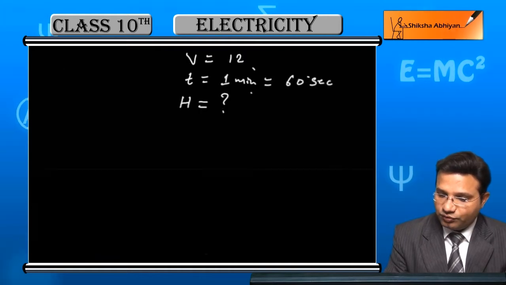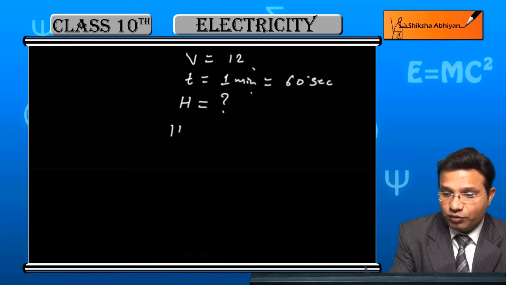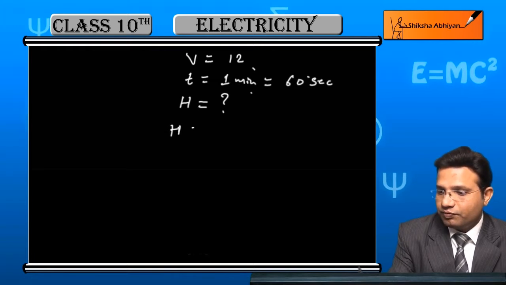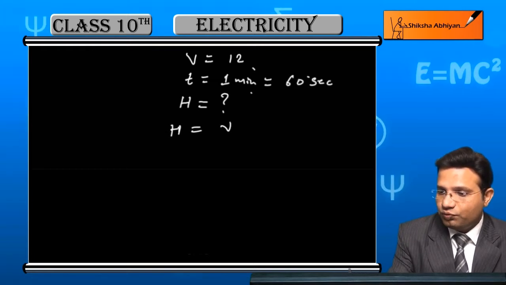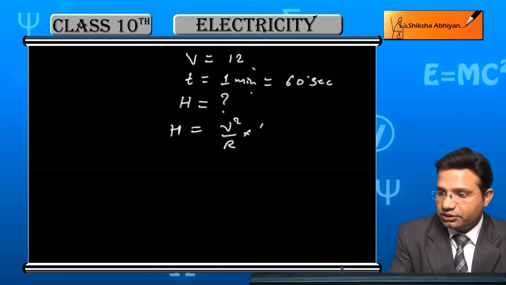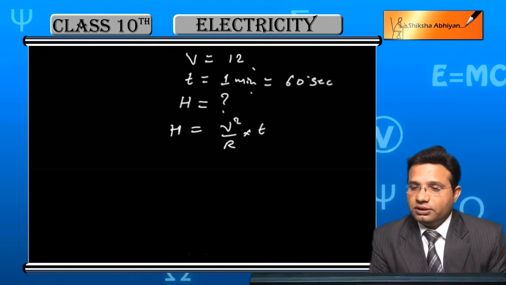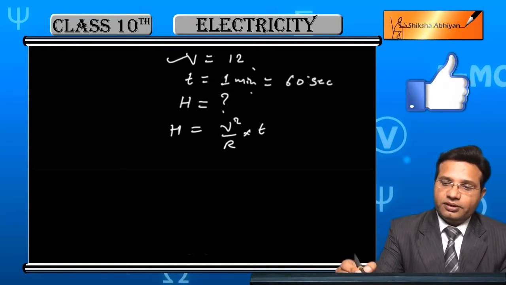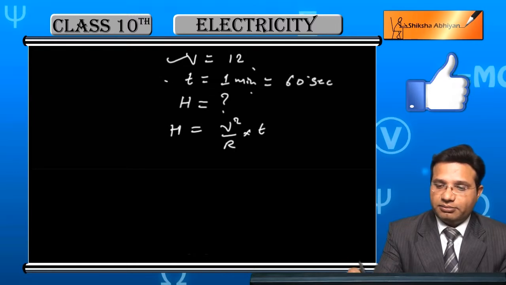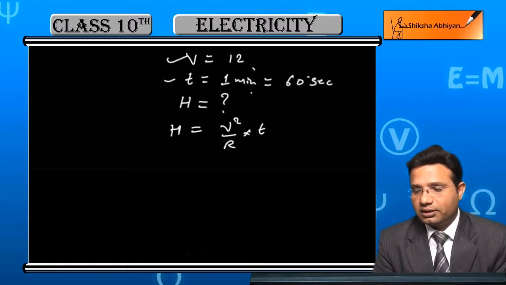For that, different formulas were there. We will take the formula V square by R into time. Why did we choose that formula? Because V is given, resistance is given and time is given. If current is given, then the formula is I square RT.